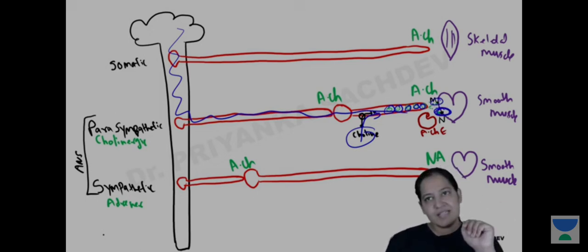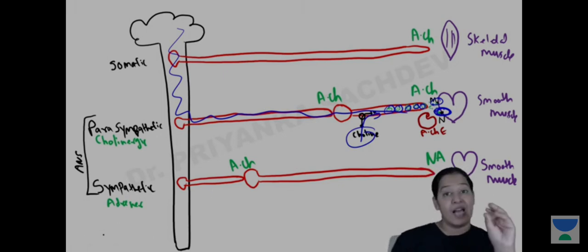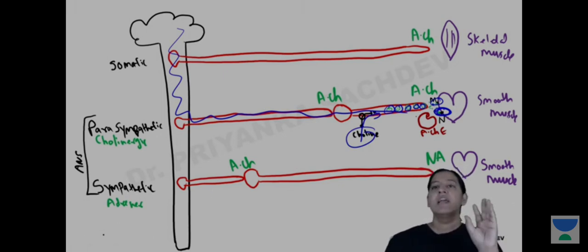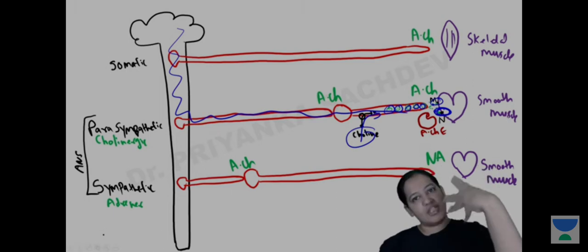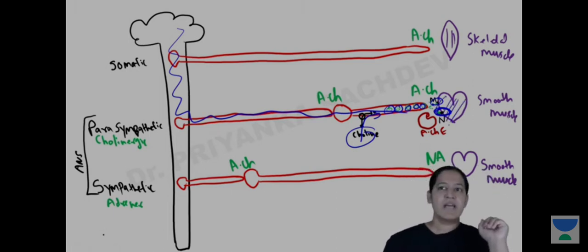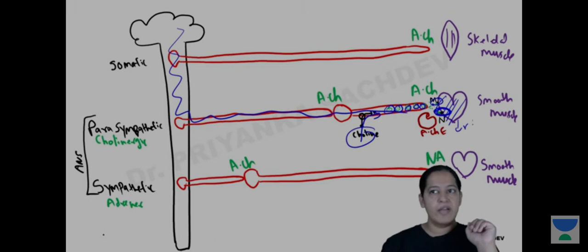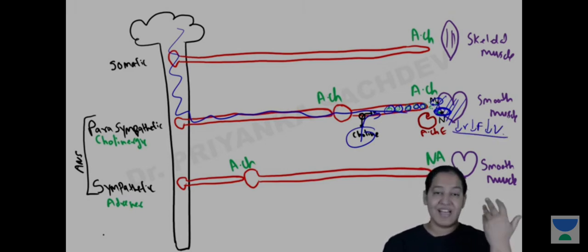But once it has completed its action, it has to be destroyed. Its action has to be terminated. It is not the case that released acetylcholine will show its action forever. If it is acting on the heart, acetylcholine will decrease the heart rate, decrease the force of contraction, and decrease the velocity of conduction. After doing all these things, its action has to be terminated.